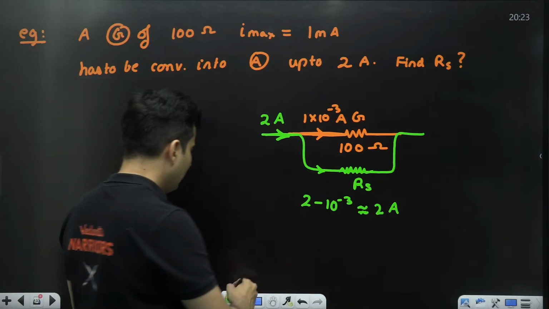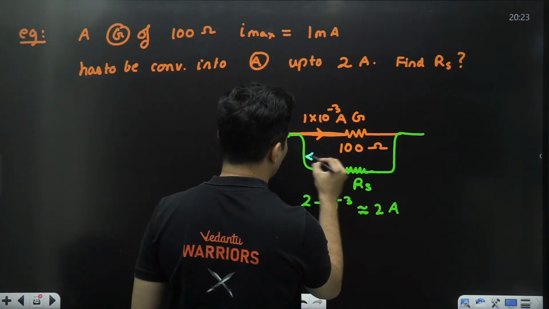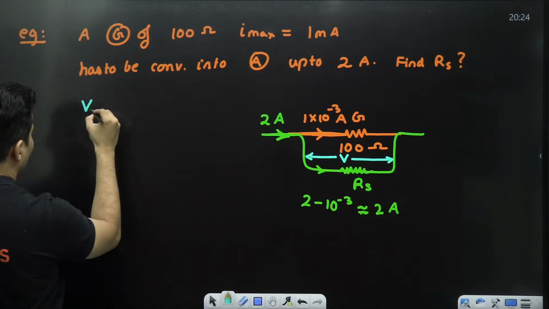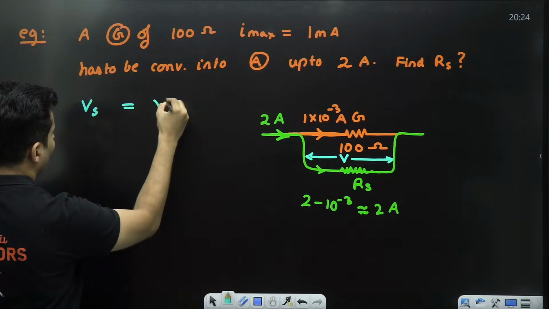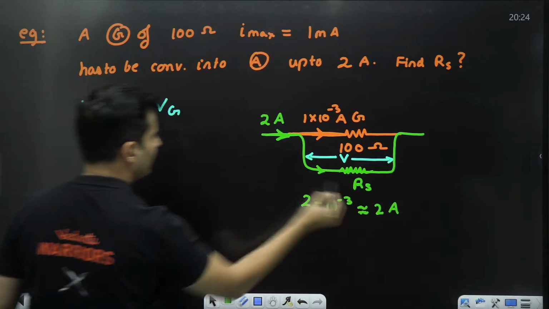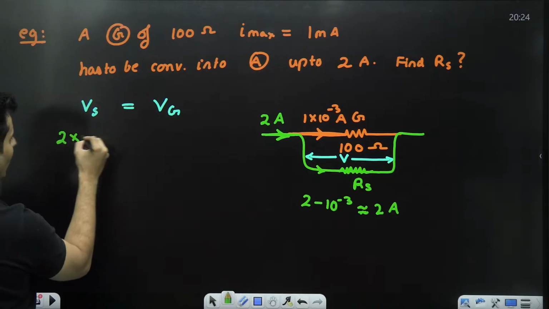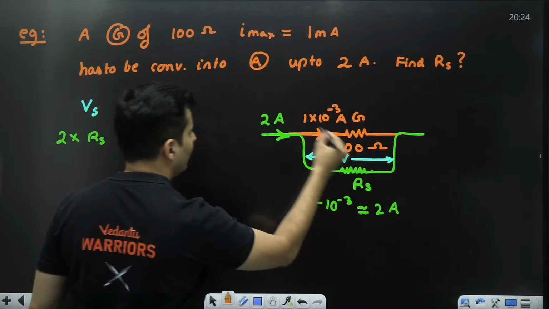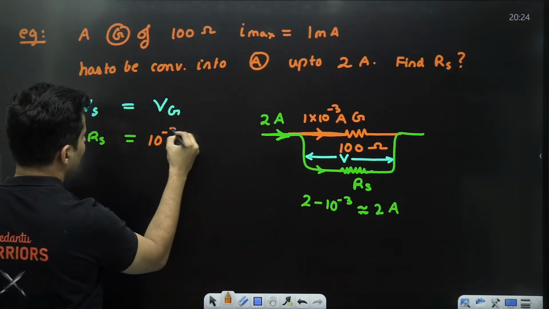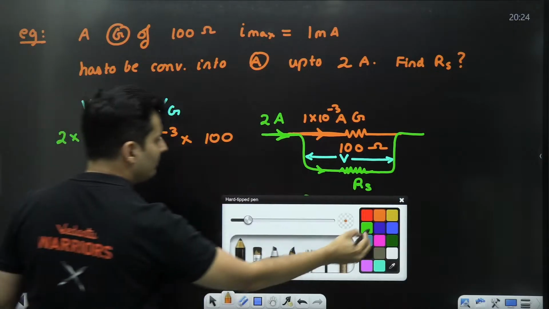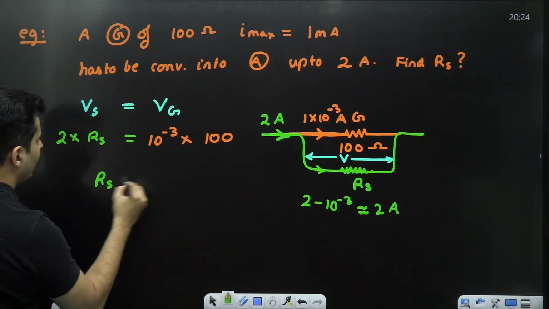Very good. Now we know that the voltages have to be the same across both. So voltage across the shunt will be the voltage across the galvanometer. Across the shunt, it is I into R, resistance I do not know. Across the galvanometer, current 10 to the power minus 3, resistance 100. So from this, you will get Rs.